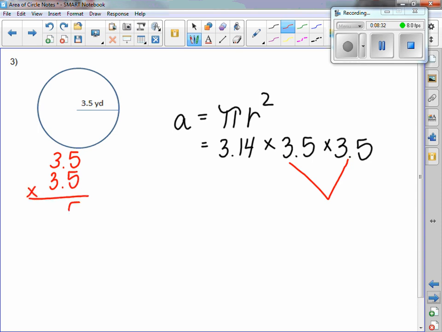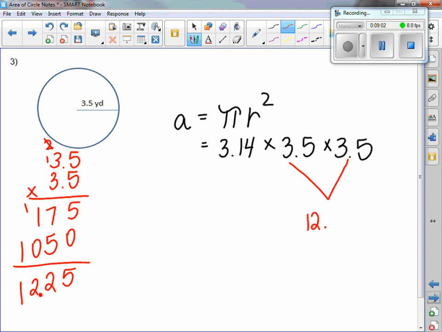5 times 5 is 25. 5 times 3 is 15, plus 2 is 17. 3 times 5 is 15. 3 times 3 is 9, plus 1 is 10. 7 plus 5 is 12. 1 plus 1 is 2. 1. I have two numbers behind the decimal in my problem, a 5 and a 5. So I need two numbers behind my decimal in my answer. So I got 12.25 for 3.5 squared.